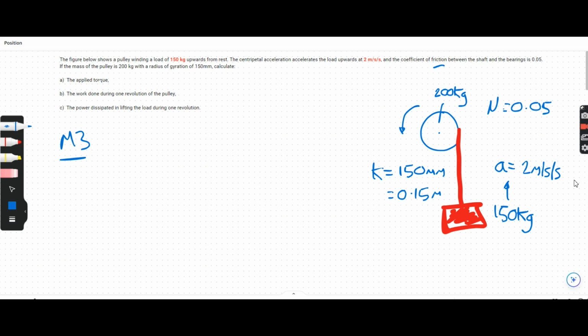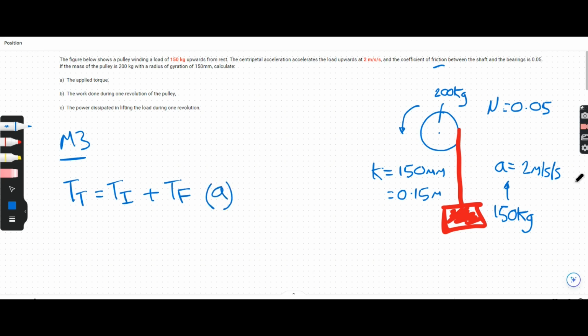We've got to find the applied torque. So A is going to be the applied torque. Total torque is going to be torque to overcome inertia, which we've done before, the inertia of the flywheel, plus torque to overcome friction. So we've got a load on a bearing, so we need to do that. That's part A.